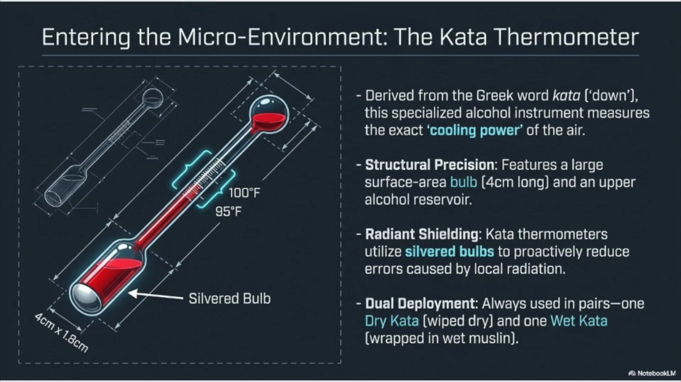This brings us to entering the microenvironment through the kata thermometer. Derived from the Greek word kata, meaning down, this specialized alcohol instrument measures the exact cooling power of the air. Its structural precision includes a large surface area bulb, 4 centimeters long, and an upper alcohol reservoir. For radiant shielding, kata thermometers utilize silvered bulbs to proactively reduce errors caused by local radiation. They are always used in dual deployment in pairs, one dry kata that is simply wiped dry and one wet kata that is wrapped in wet muslin.